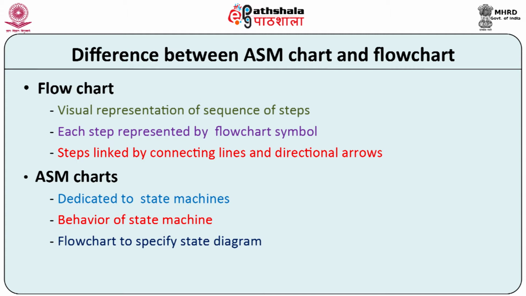Just similar to the flow chart for software, algorithm state machine charts are prepared for state machines. An ASM chart is like flow chart, wherein the behavior of the state machine or sequential circuit is explained. ASM chart is simply a flow chart to specify state diagram for sequential circuits. This ASM chart is then transformed into digital hardware required for the state machine.